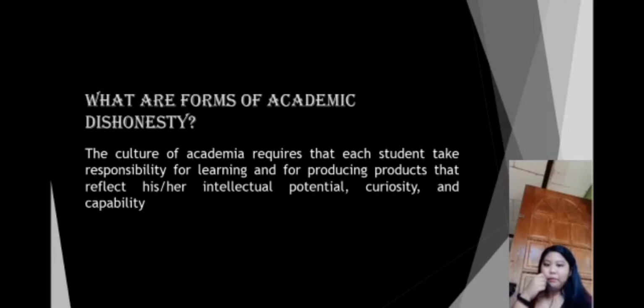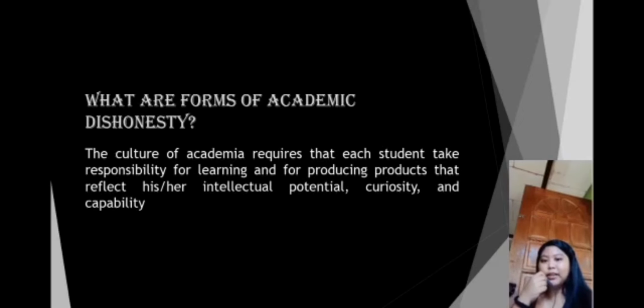What are the forms of academic dishonesty? The culture of academia requires that each student take responsibility for learning and for producing products that reflect his or her intellectual potential, curiosity, and capability. Students must represent themselves truthfully, claim only work that is their own, acknowledge the use of others' words, research results, and ideas, using the method accepted by the appropriate academic disciplines, and engage honestly in all academic assignments.